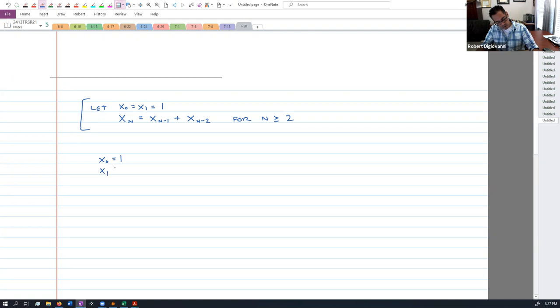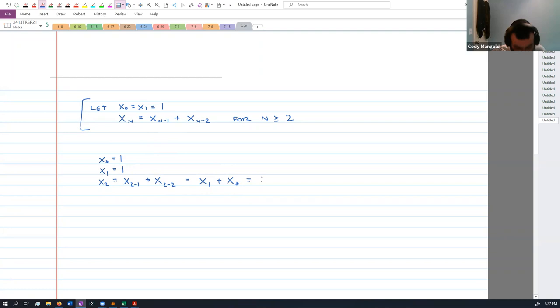Now, if you want to know what x sub 2 is, what is x sub 2 according to this formula? X sub 2 will be equal to x sub 2 minus 1 plus x sub 2 minus 2. Do y'all see how I'm using this formula? That's x sub 1 plus x sub 0. But what's x sub 1 plus x sub 0? 1 plus 1, which is 2.